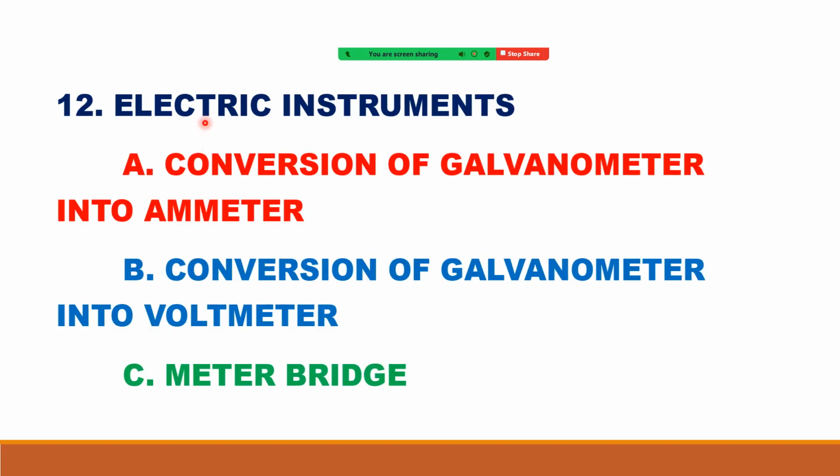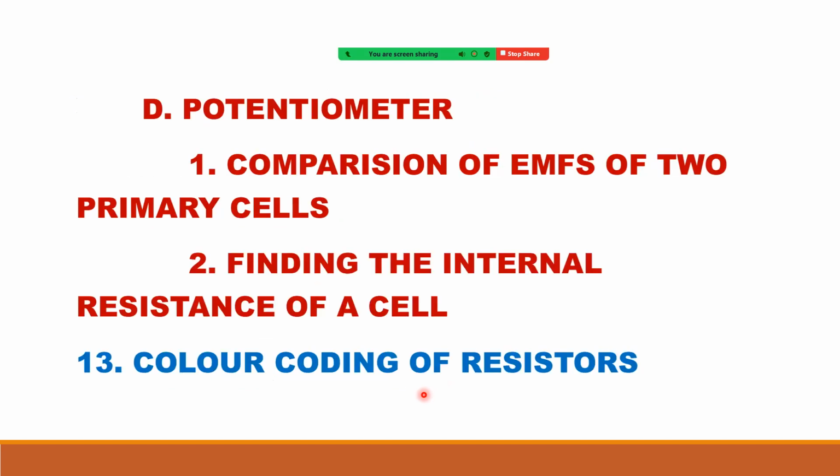Then we discuss electric instruments. In that we discuss conversion of a galvanometer into an ammeter and voltmeter, and after that the meter bridge. Then we discuss the potentiometer. In that we discuss comparing EMFs of two primary cells, then finding the resistance of a cell, and finally we discuss color coding of resistors. So these are the list of concepts. Let us see the first one.